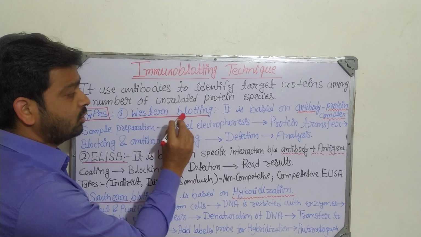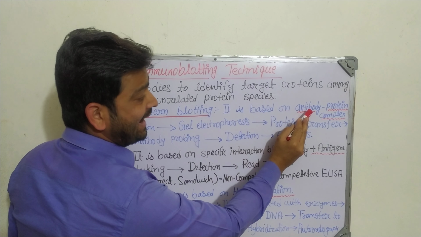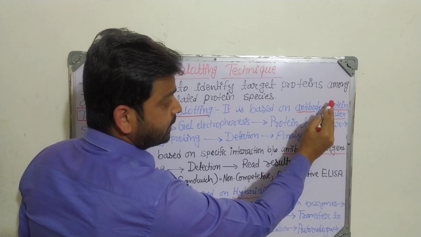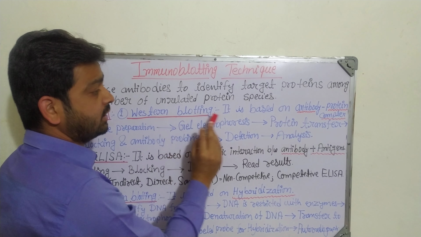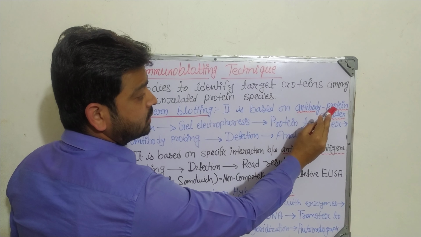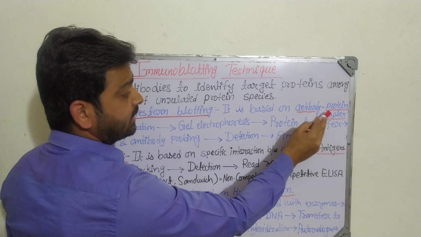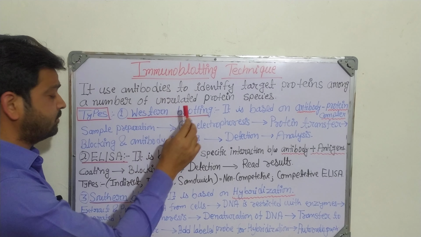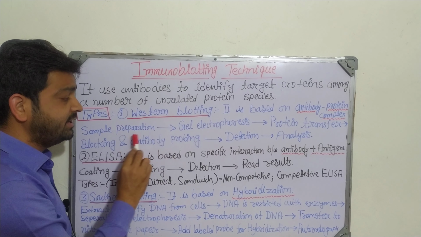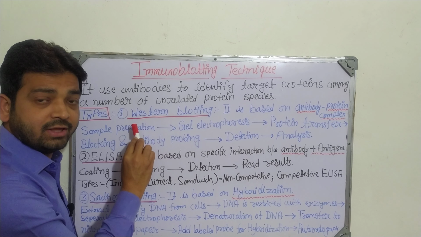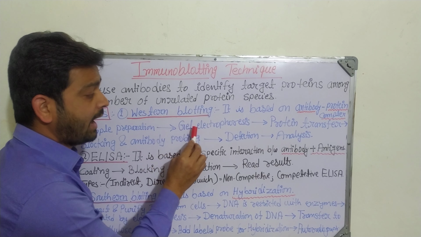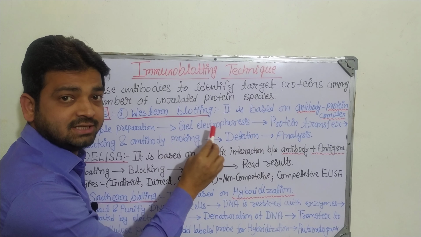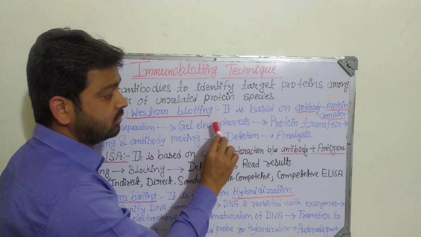Coming to Western blotting, it is based on the antibody protein complex. The antibody attaches to the protein and forms a complex, which we detect. How does the process go in Western blotting? First, sample preparation: we prepare the sample from which we want to detect the protein. Then we subject it to gel electrophoresis. In gel electrophoresis we use gels for the separation of the particular proteins.